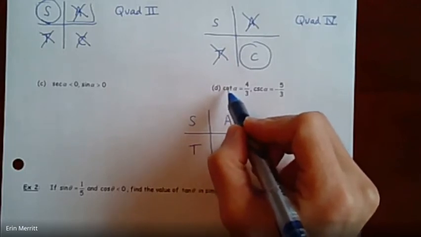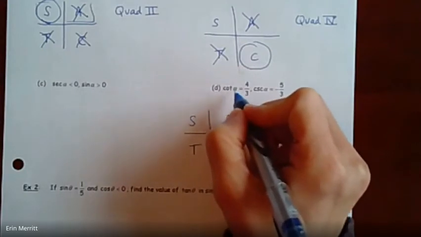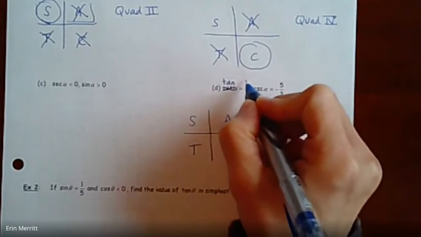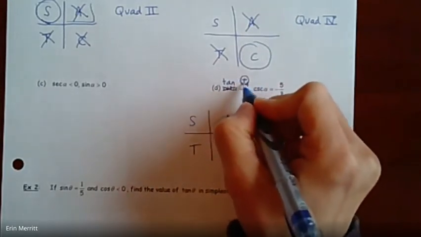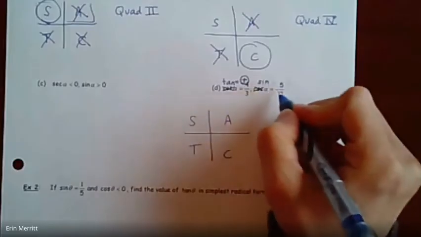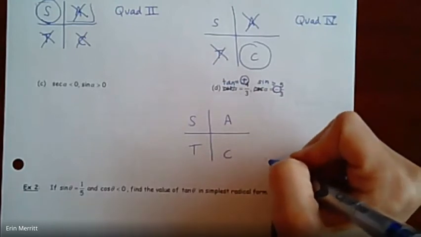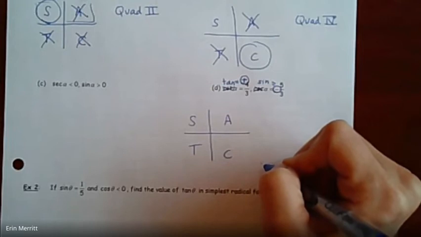So if cotangent is equal to positive 4/3, what I really need to take away from that is that tangent is going to be positive. It'd be a positive 3/4, but I don't care about that. I just care that tangent will be positive. All right, cosecant, that's the reciprocal of sine. So sine is going to be negative. That's what I care about. It'll be negative 3/5, but again, I just care about the sign of it, the plus or the minus.